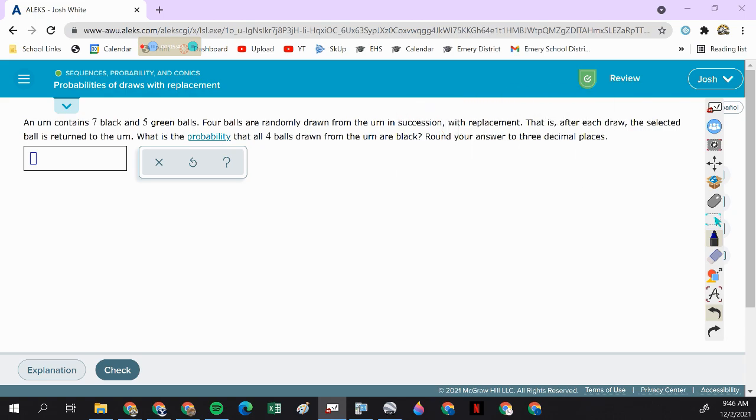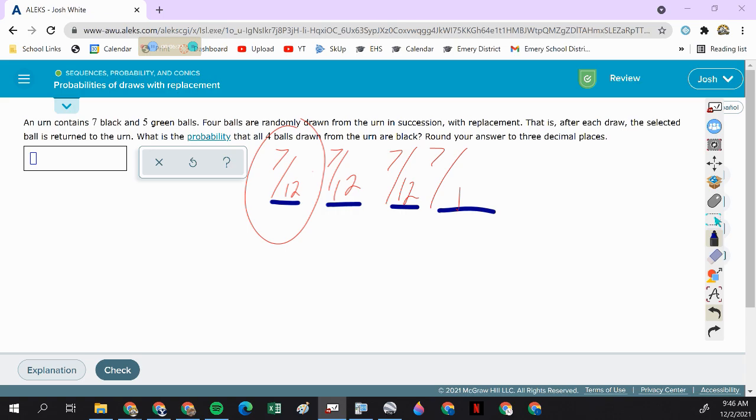So we are going to draw 4 times. Okay. What is the probability that all 4 are black? Well, the first one, when I reach in, what's the chance of getting a black on the first one? 7 out of 12. And the next one? 7 out of 12. And 7 out of 12. And, wow, that was beautiful. 7 out of 12.